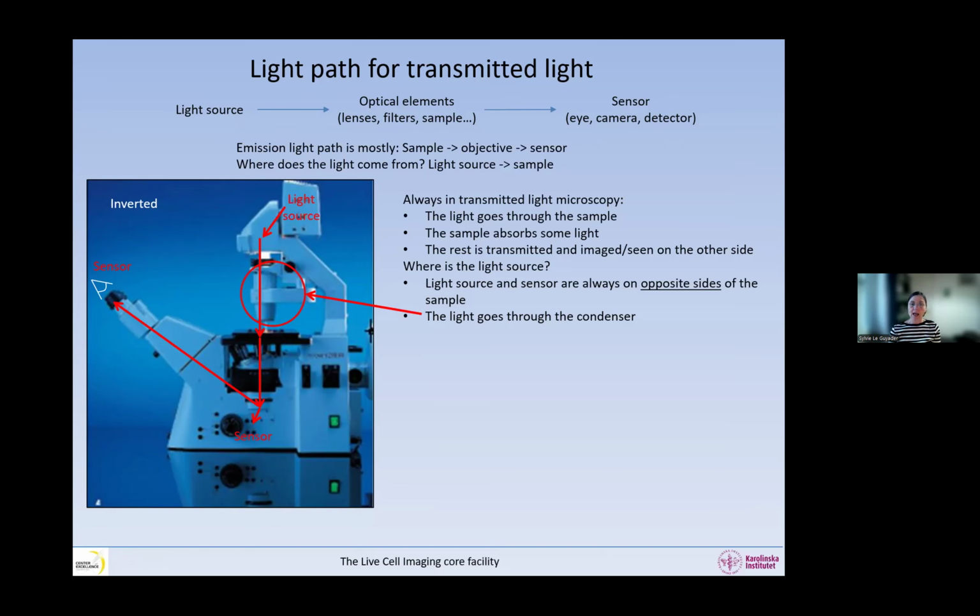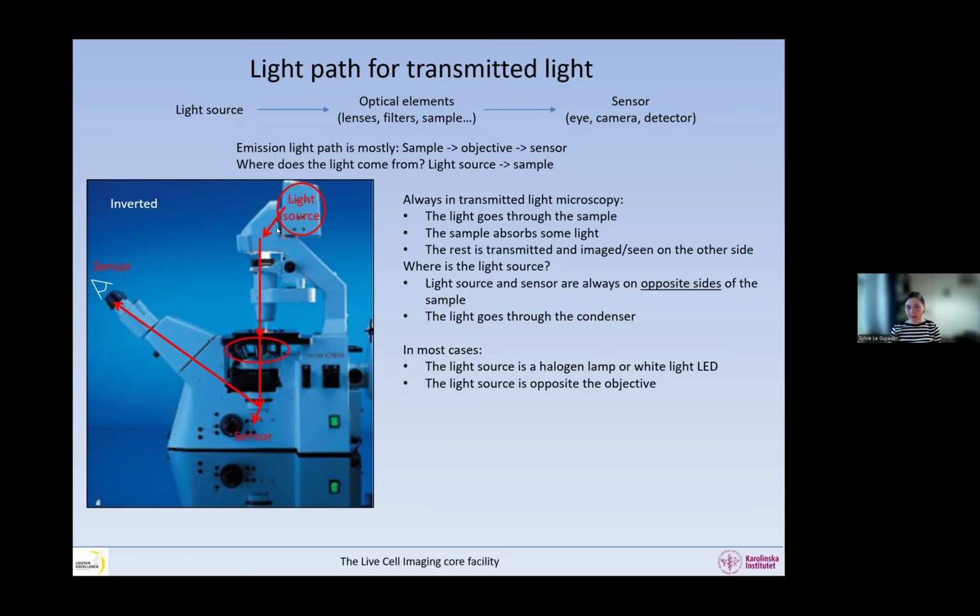So the light always goes through the condenser. So this is the role of the condenser in transmitted light imaging. In most cases, the light source is a halogen lamp. It can sometimes be a white light LED. So you will have to figure out what your light source for transmitted light imaging is. If you see a halogen lamp somewhere, then you will know it's the light source.